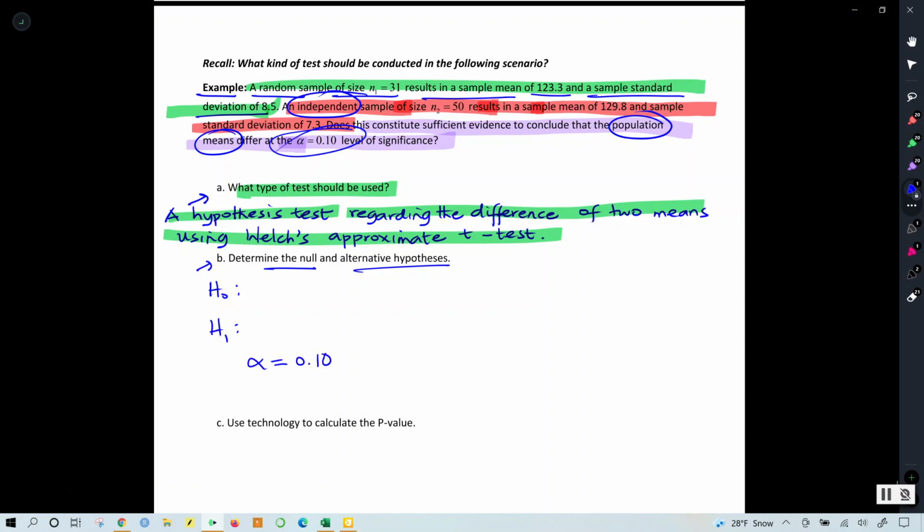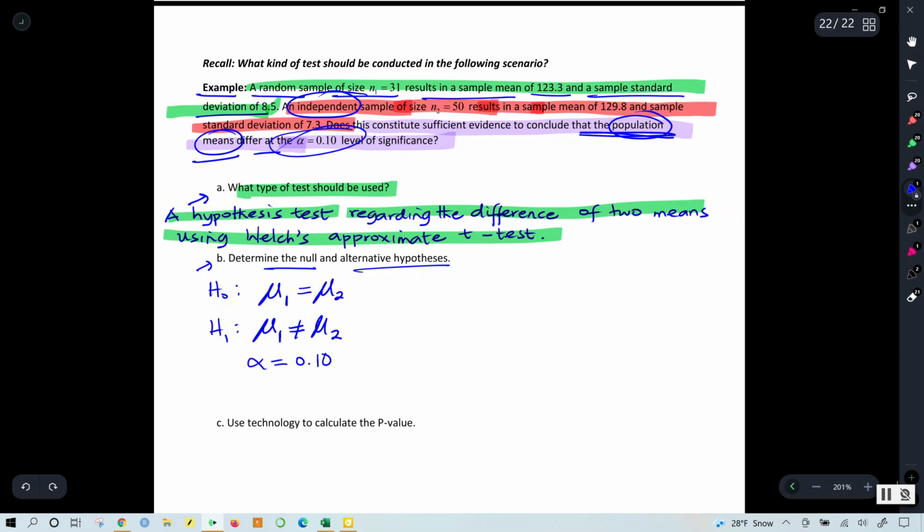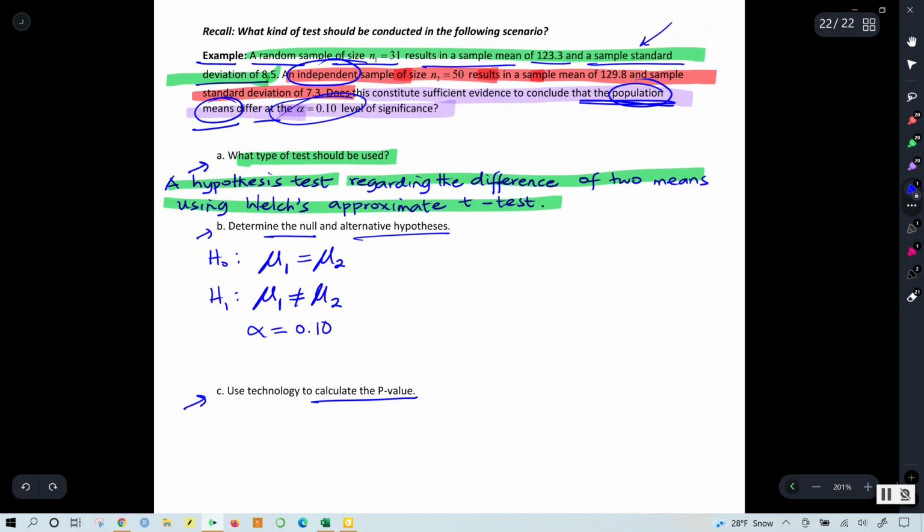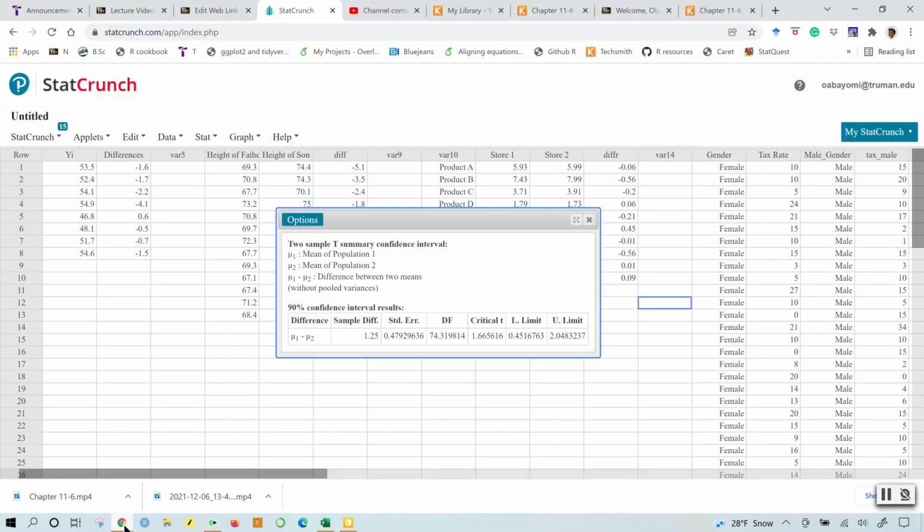So what do we want to test? We want to test if the population means differ. That will simply be mu1 not equal to mu2 as the alternative, and mu1 equals mu2, meaning the mean of the first population equals the mean of the second population, will be the null hypothesis. Then the next step is to use technology to calculate the p-value. Take note, we're going to need the green details and the pink details. So let's go back to StatCrunch.